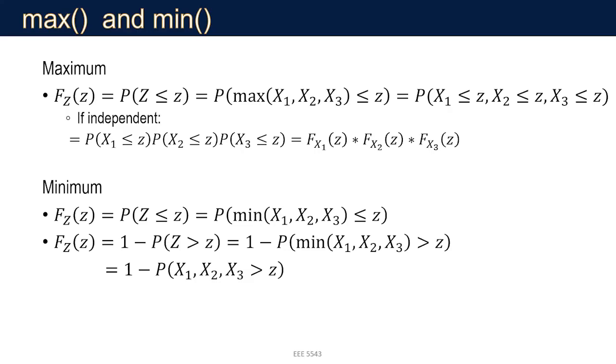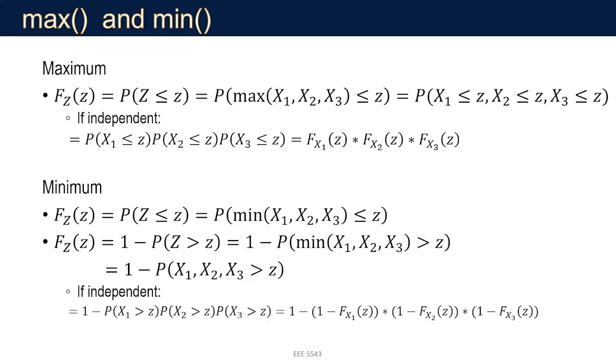And of course, if x1, x2, x3 are independent, then we could break this up and say that the cumulative distribution of a minimum of 3 random variables is going to be 1 minus the probability that one of those random variables is greater than z, times the probability that the other one is greater than z, and the third one is greater than z. And then we could express this out as the cumulative by once again taking the complement. And we end up with an equation something like this.